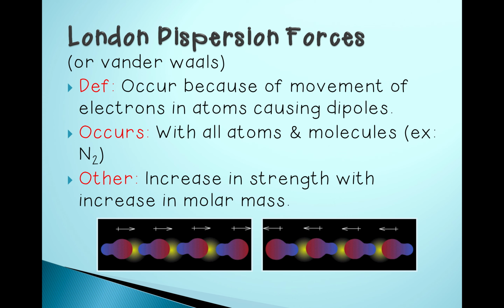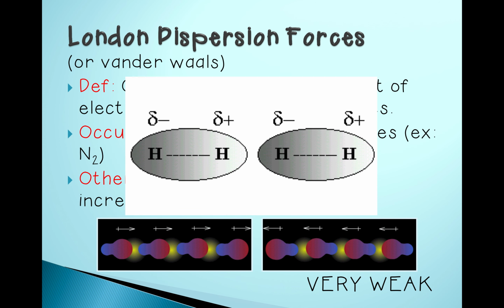In that box it says other. Our other info is that they are going to increase in strength with an increase in molar mass. So the higher your molar mass is, the stronger your van der Waals force is. As far as their strength, they are very weak. They're the weakest force we are going to talk about. And a picture of a London dispersion force would be something like this. So we have two hydrogens, they're equal strength, yet their electrons are moving back and forth, causing that little momentary van der Waals.